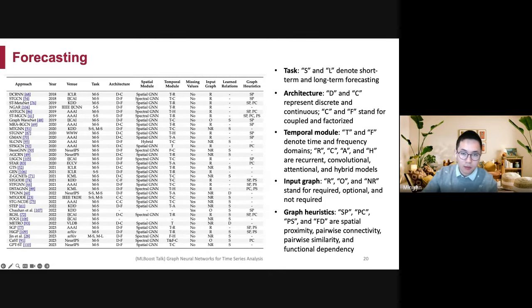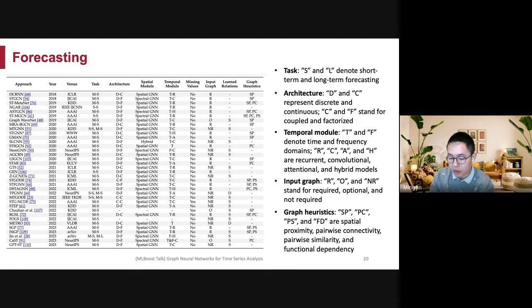Okay, and you can find that. For example, the graph heuristics, when it sets something like FP or PC, that means the given data set may not have directly usable topology information, but you can use certain things to build it. For example, like the traffic network, you can actually use the topological information to construct the graph structures and then use the GNN based approaches to model that. And in many cases, it's helpful.